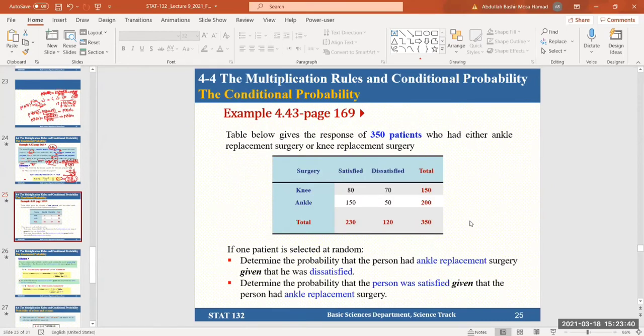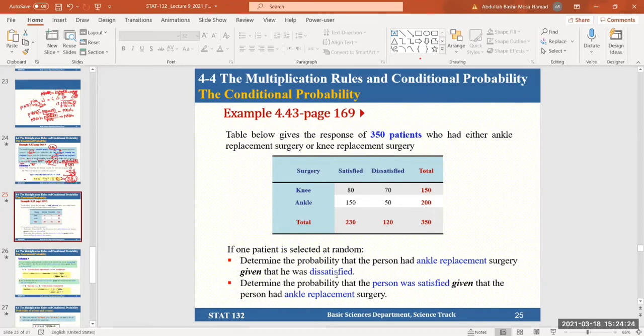Here we have a 2 by 2 table. Satisfied with surgery operations for 350 patients. We divide them, some satisfied, some dissatisfied, with knee and ankle operations. So we selected one patient from here. Find the probability that the person had ankle replacement surgery, given that he was satisfied.